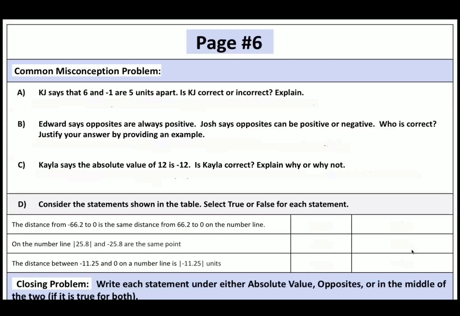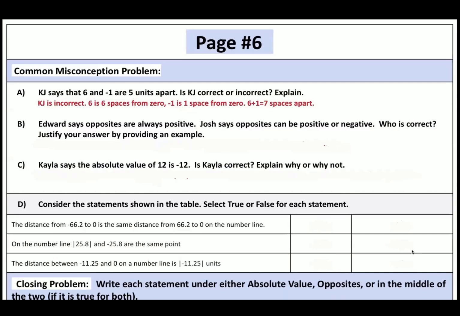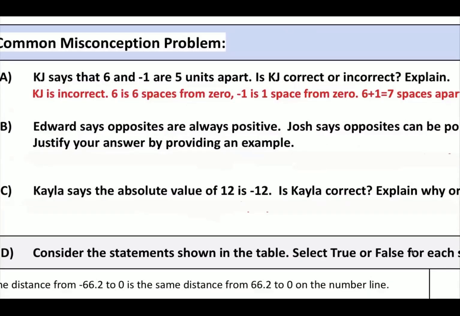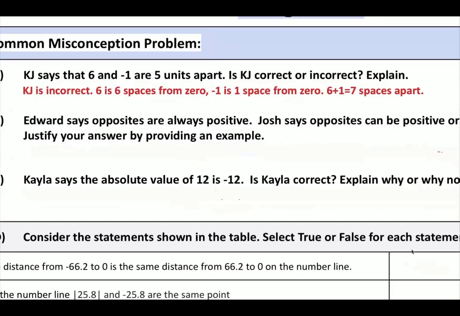This video won't go over all of these problems, but we'll go over a few of them. Common misconception problem A says, KJ says that 6 and -1 are 5 units apart. Is KJ correct or incorrect? Explain. Well, KJ is incorrect. 6 is 6 spaces from 0. -1 is 1 space from 0. So 6 and -1 are 7 spaces apart.